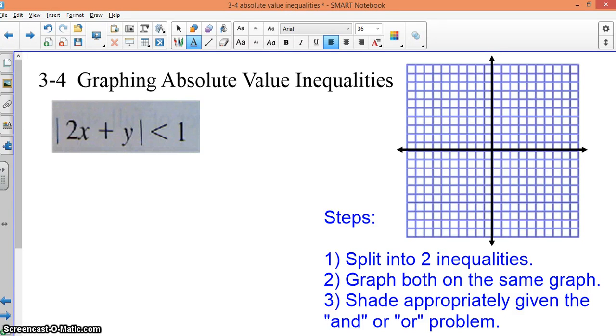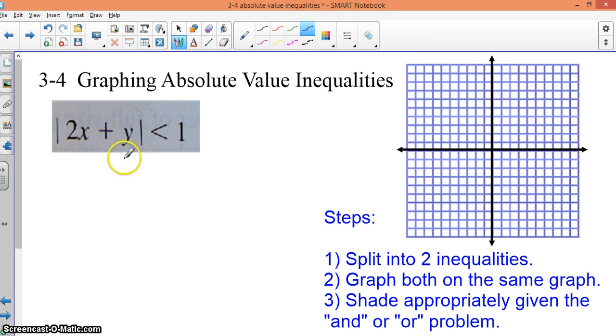Okay, we're going to finally finish 3-4, and the last thing is graphing two variable absolute value inequalities. So there's an x and y, as you can see on the screen, within the absolute values in this case. And so 2x plus y in absolute value is less than 1. So these, what you do is the same thing that we did in the previous chapter when we split these up like this.